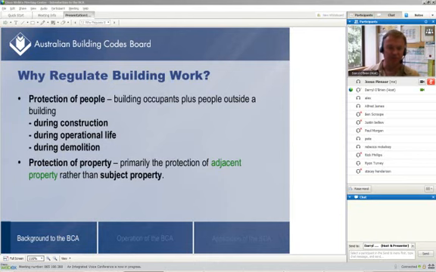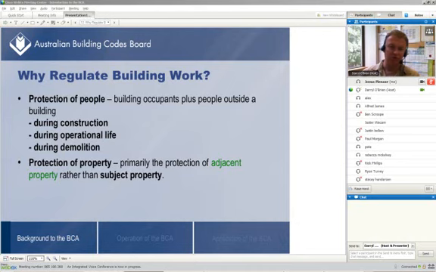Why do we need to regulate building work? First and foremost, it's a protection of people, building occupants plus people outside a building. And we have to protect them during construction, during the operational life of the building and during demolition. Also protection of property. And we're primarily looking at protection of adjacent property rather than the subject property.